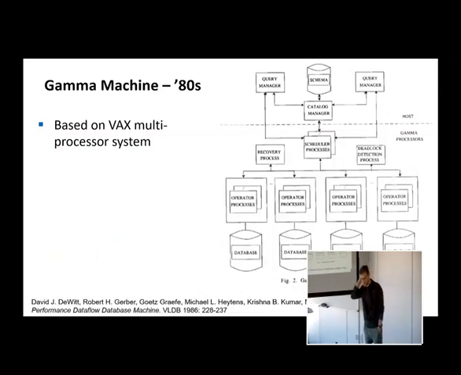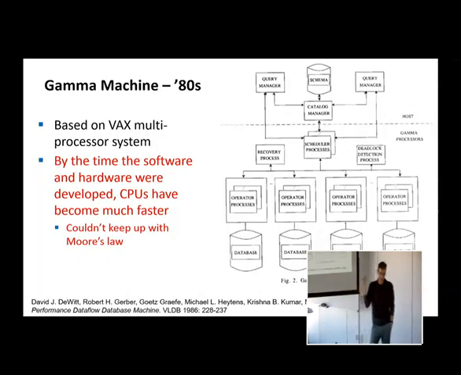In the 80s, there was another interesting project from Wisconsin, and this was again building a database-specific machine, but this time with more off-the-shelf components. It was using a VAX multiprocessor system, but still assembling these things in a custom way. So these are all processors. It's a multiprocessor system. They're moving data around. They have some specific elements.